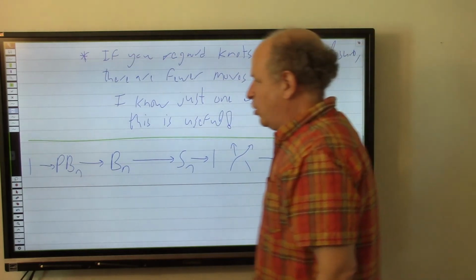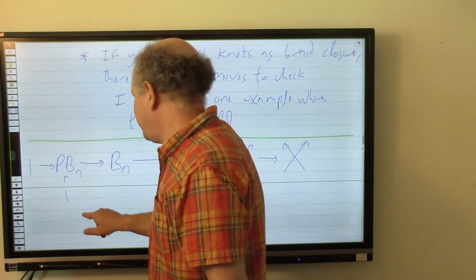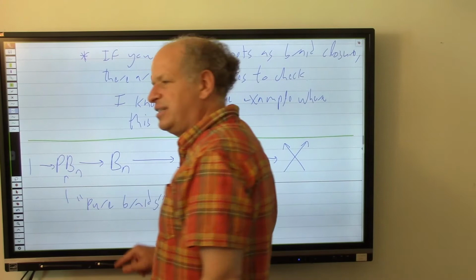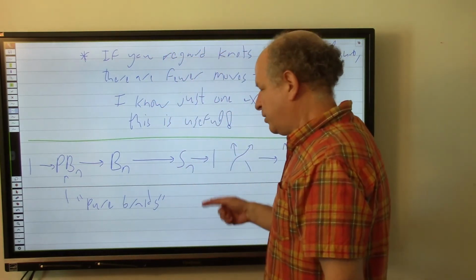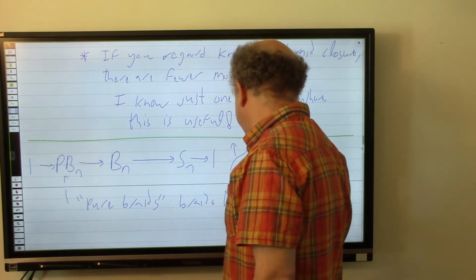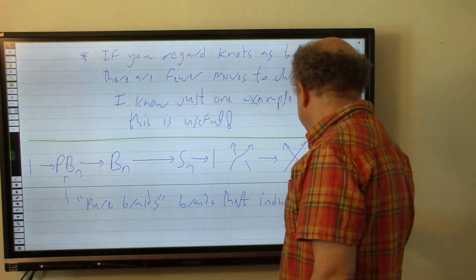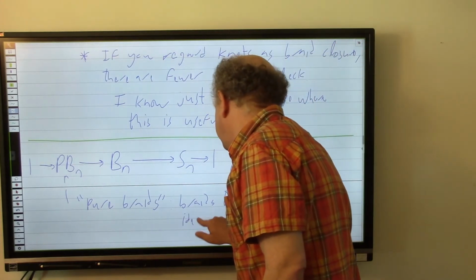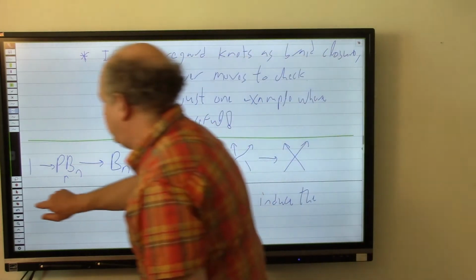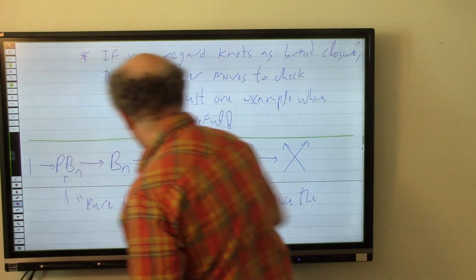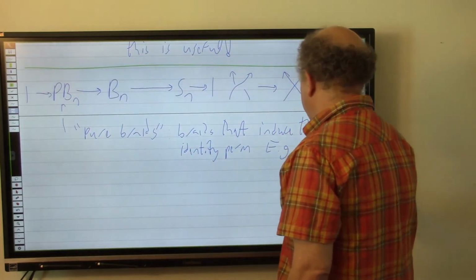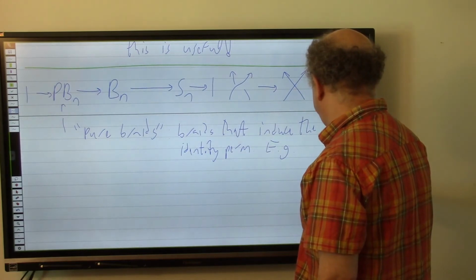Okay? And what is PBN? So PBN are so-called pure braids with n strands. And what it means is that these are braids that induce the identity permutation. And if you want a picture of one, then for example, take this braid.